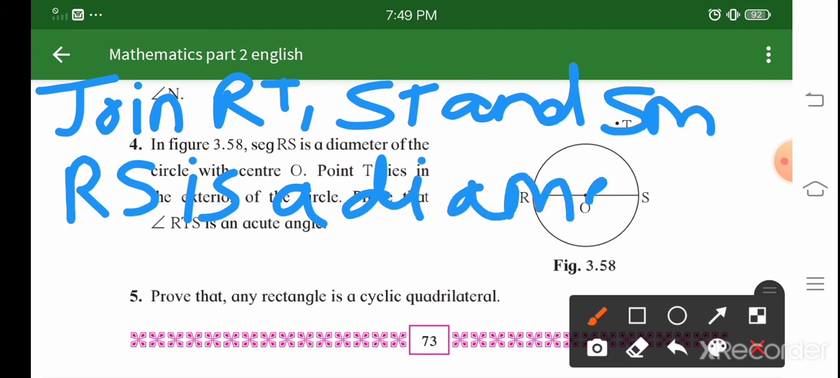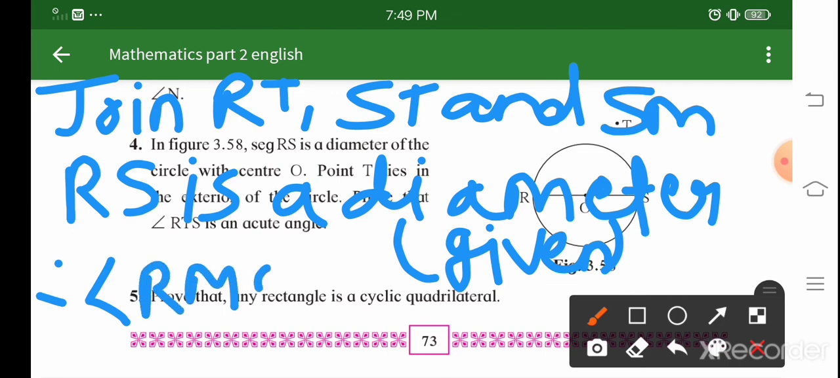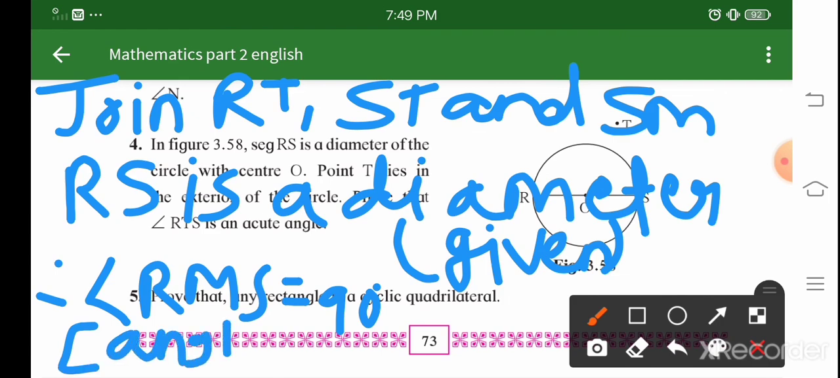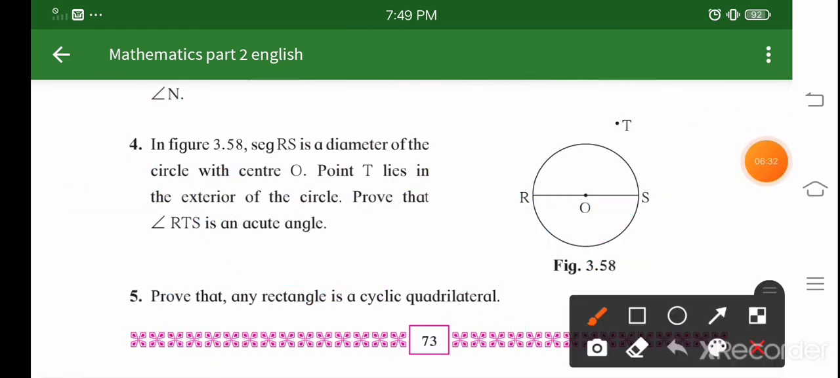Since RS is a diameter, where did we get the diameter from? It is given. Okay, now this is a diameter, so we can say that angle RMS is going to be 90, and you'll have to specify the reason. Reason is angle inscribed in a semicircle, that you have to write in full. Okay, so now next we have to use the exterior angle theorem.